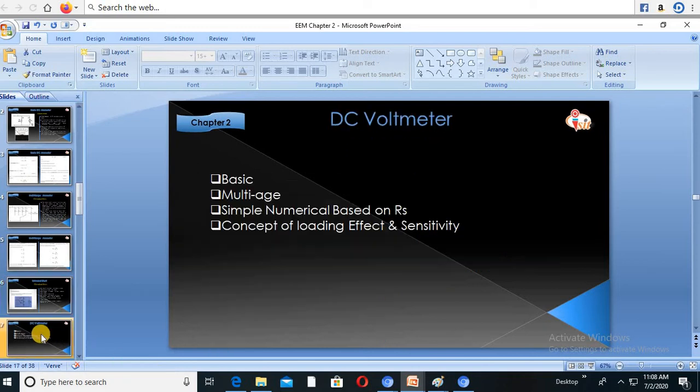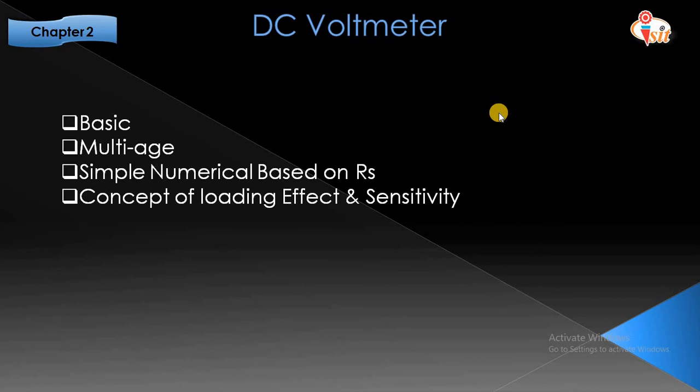Now the next point is the DC voltmeter. Again, in the DC voltmeter there are 4 parameters. First one is the basics, then the multiplier, then a numerical based on the RS value, and the last one is the concept of loading effect and sensitivity.